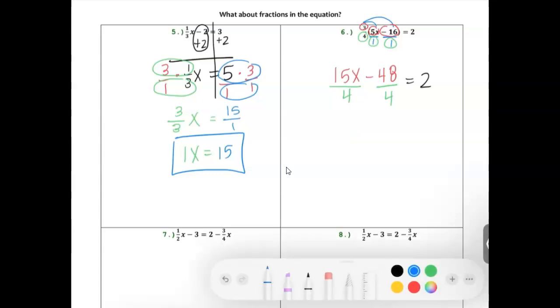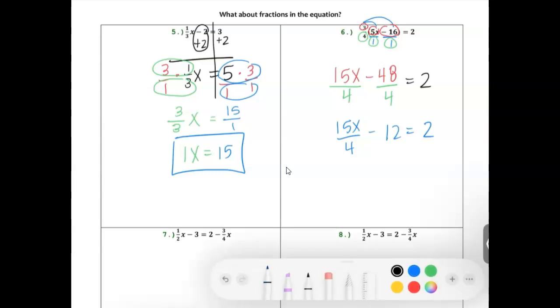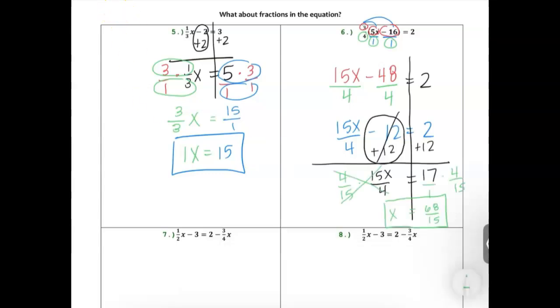Well, now you should ask yourself, can I simplify either of these? 15 over 4, sure, you could turn into a decimal, but I want you to actually keep it as a fraction for now. If you get decimals, leave it as a fraction. Then you can do 48 divided by 4 and get 12. That's a nice number. And now this looks like number 5. I want you to see if you can get x by itself. I want you to use the reciprocal method. Alright, go ahead and pause and give it a try.